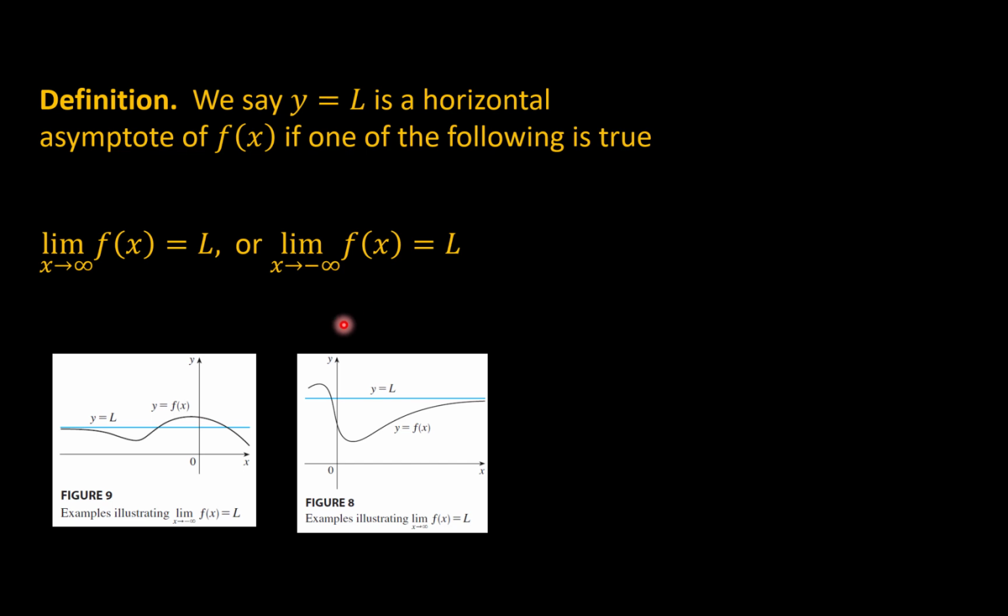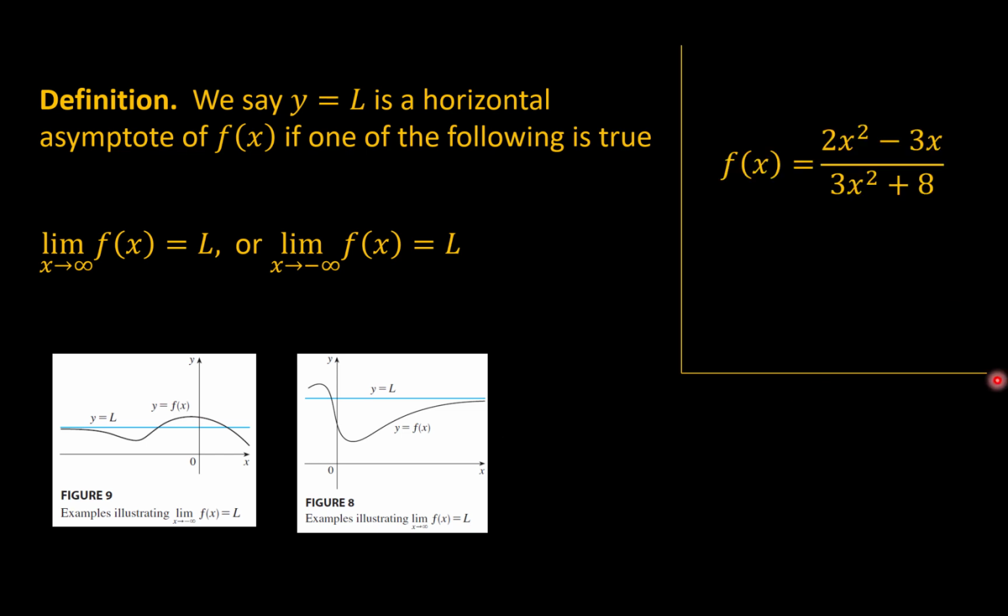Here are the pictures. This is the picture when x goes to minus infinity. f(x) approaches L. As you can see, f(x) gets closer and closer to L, so we say this is a horizontal asymptote. And here is the picture when x goes to plus infinity and f(x) approaches L. So these are the two possible pictures of horizontal asymptotes.